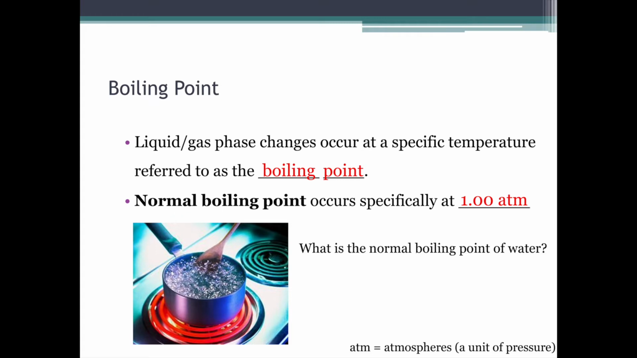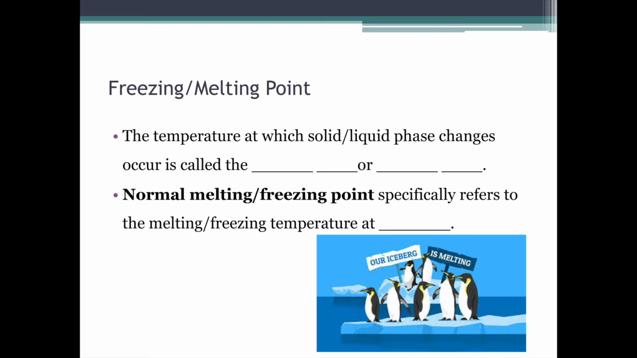So what is the normal boiling point of water? This is the boiling point you're familiar with, 100 degrees Celsius. Now freezing point, this is the temperature at which the solid-liquid phase change occurs. So this is freezing point or melting point.